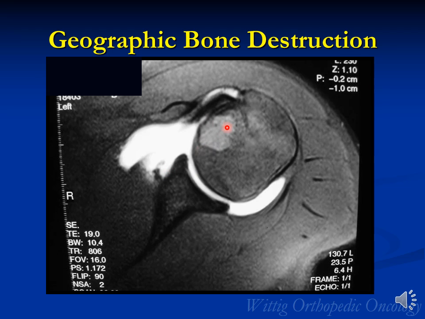Here's an MRI of the same lesion. This is a very irritating lesion. It's causing an effusion in the adjacent joint. It's very well circumscribed. There's a narrow zone of transition between the tumor and adjacent bone.